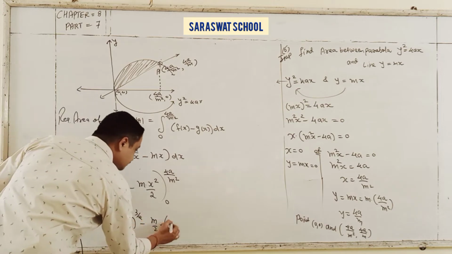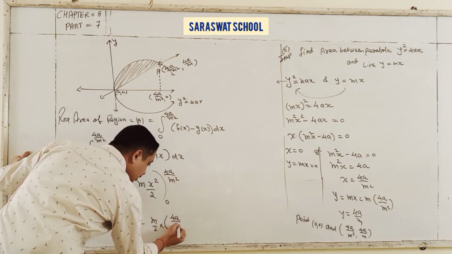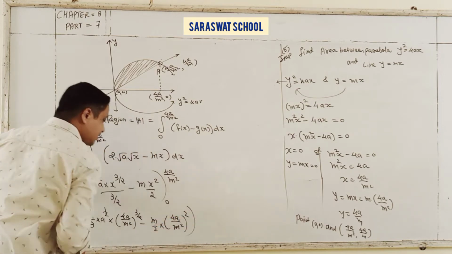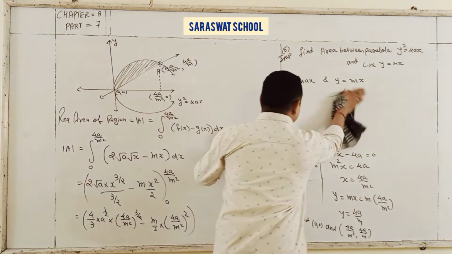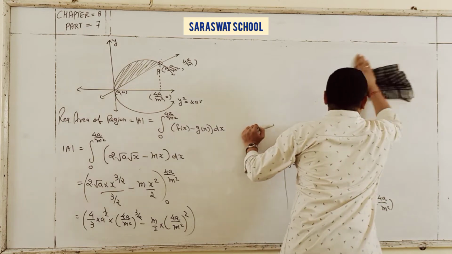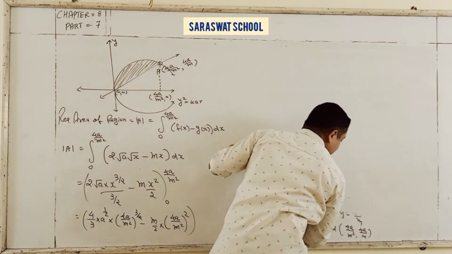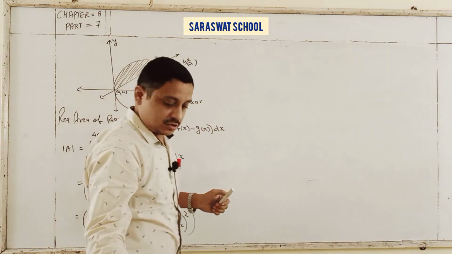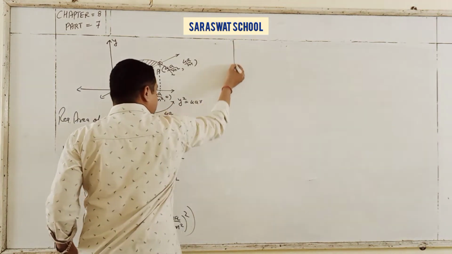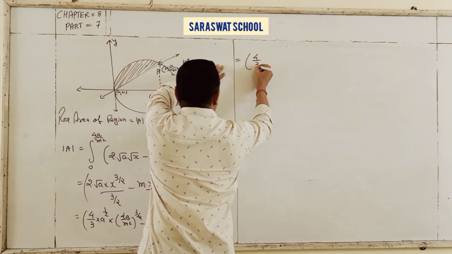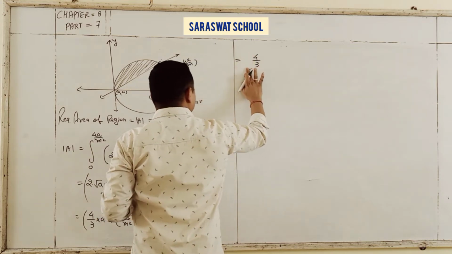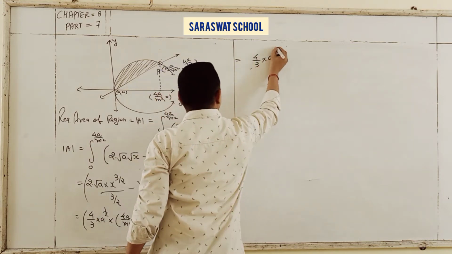Same x is a, 4a by m square raised to square, and simplify. Putting 0 is nothing, that is a 0. So I easily derive my final answer. One by one I just declare the answer forming. So 4 by 3 into a raised to half.